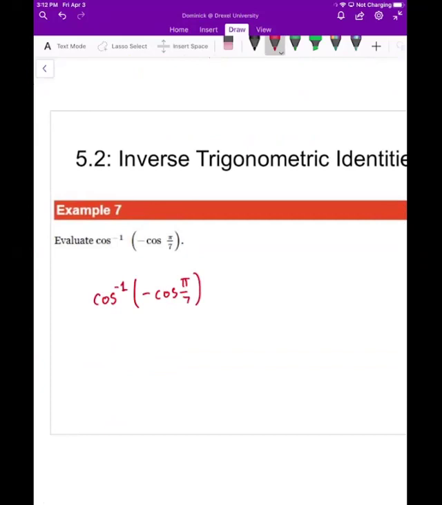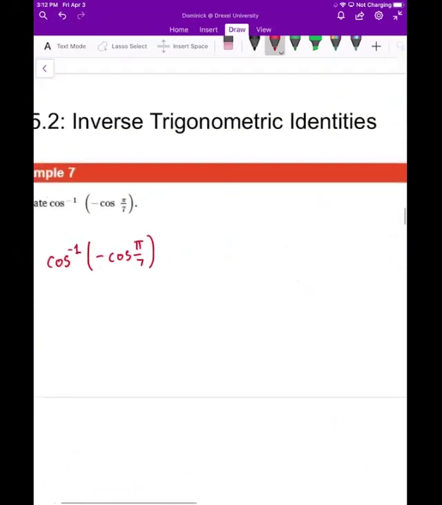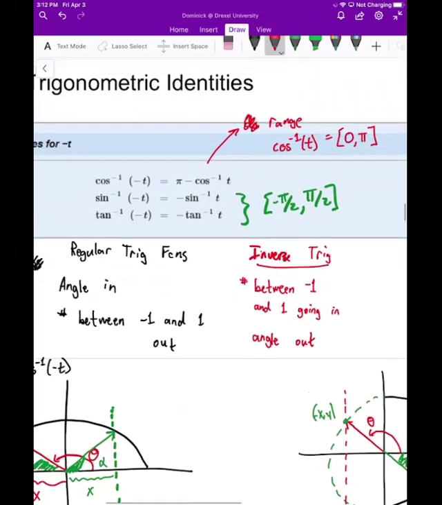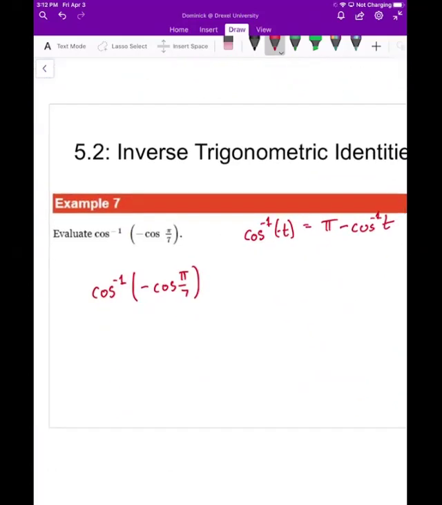All right. And again, we want to use the fact from up here that if I take the cosine inverse of a negative angle, then that's pi minus the cosine inverse of the positive angle, right? So that's just this identity right here. So in this case, if I want to find this inverse cosine, now I'm going to replace this inside with pi minus the inverse cosine of pi over 7.